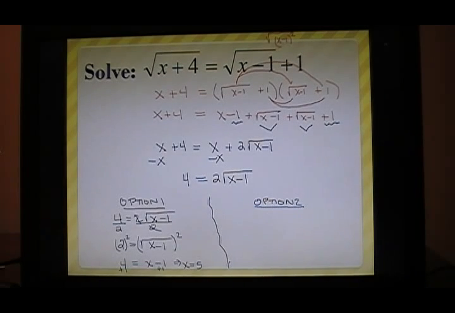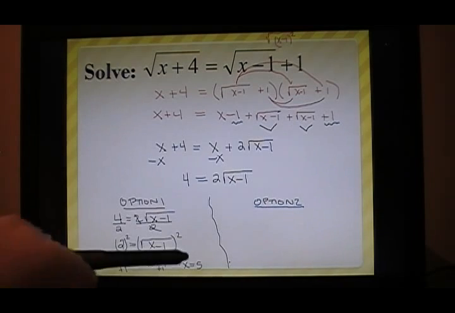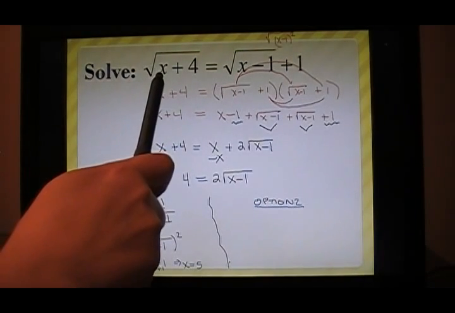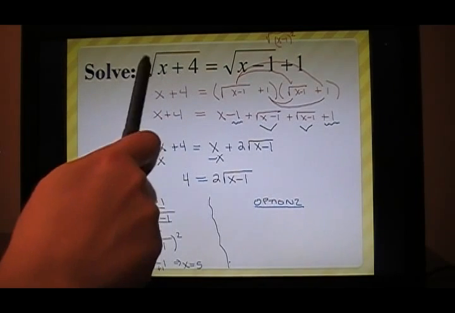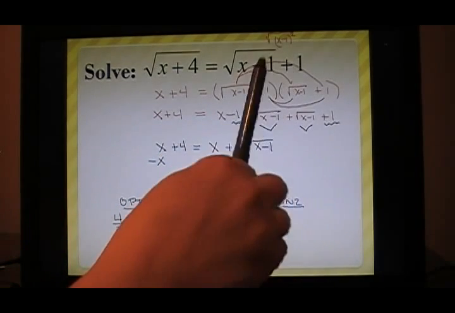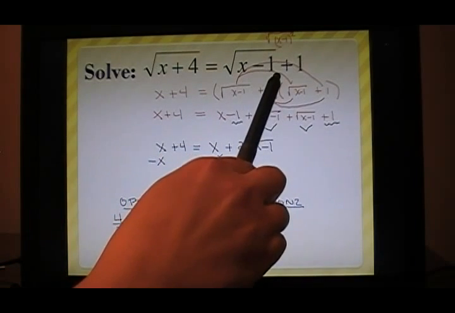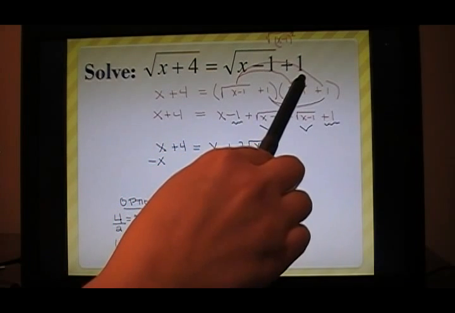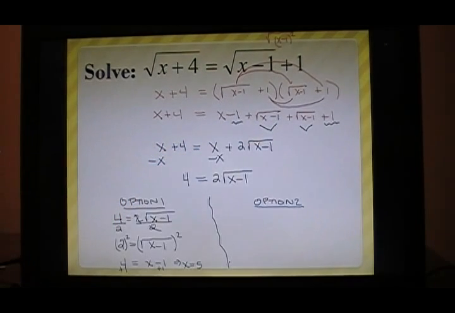Since we are solving a radical equation, we do need to make sure we check that 5 really works. So if we put 5 in the original equation, 5 plus 4 is 9, and the square root of 9 is 3. So we get 3 on the left-hand side. 5 minus 1 is 4. The square root of 4 is 2, and 2 plus 1 is also 3. So if we substitute 5 back into the original equation, it does make a true statement, so that guarantees that 5 is a solution.